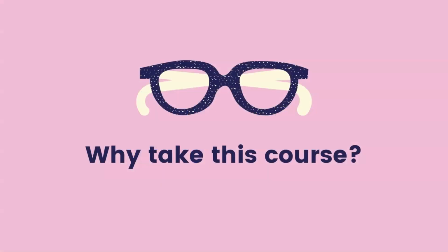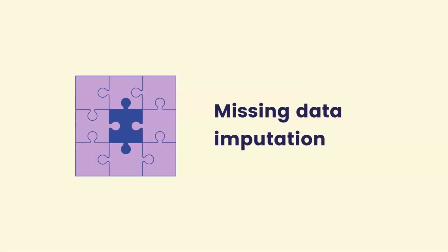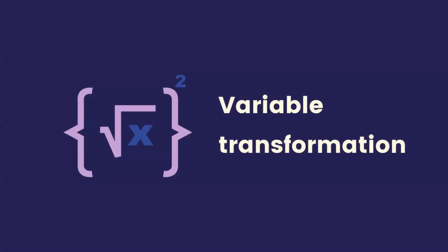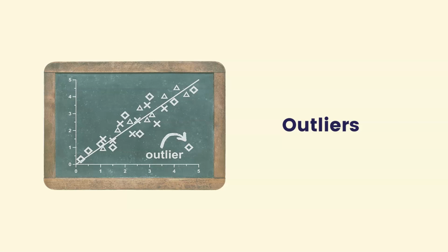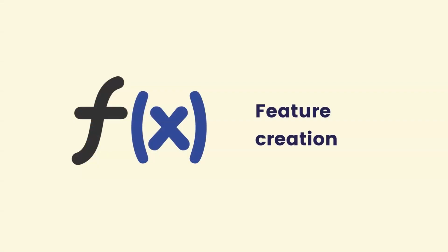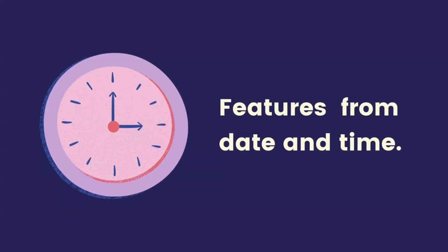Why would you take this course? In this course, you will learn multiple techniques for missing data imputation, categorical variable encoding, numerical variable transformation, discretization, techniques to handle outliers, techniques for feature scaling, and also techniques to create new features from existing ones, like for example how to handle dates and how to handle variables that contain both strings and numbers.